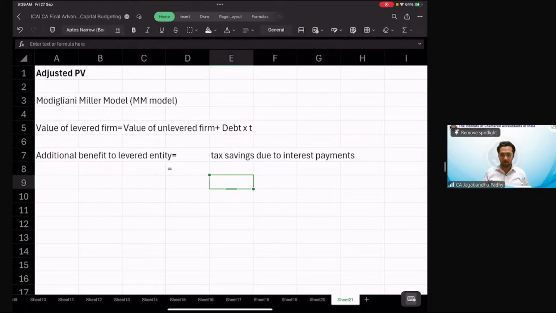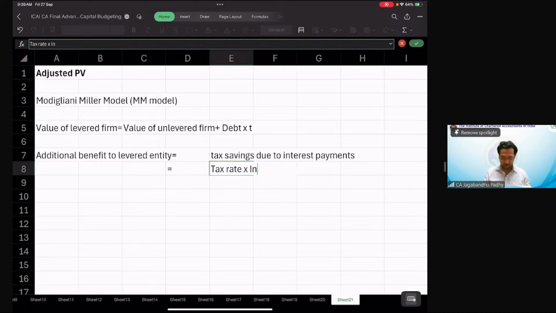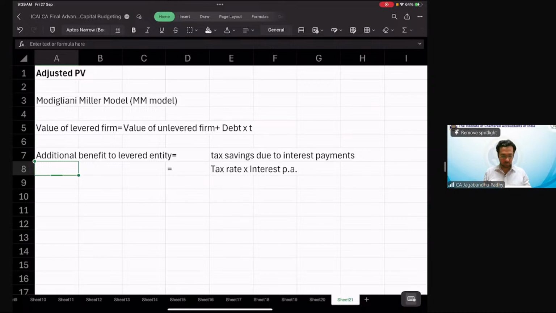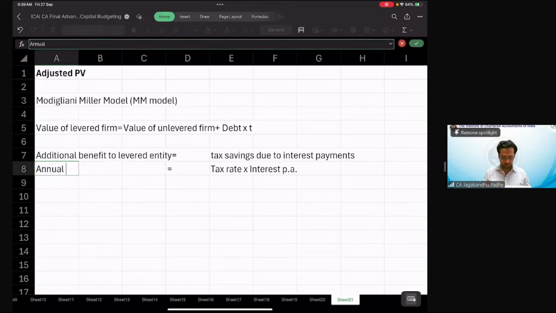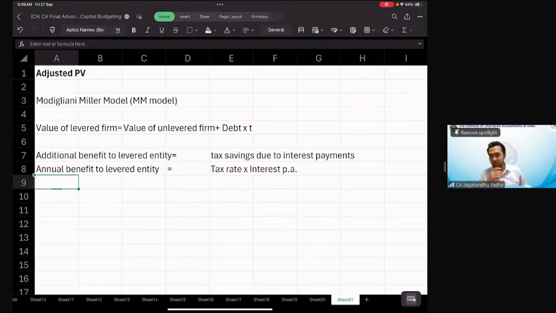Now, what will be the tax savings on interest payment? Can I say it will be tax rate multiplied by interest per annum, right? So annual benefit to levered entity is tax rate into interest per annum, correct? Am I right? Annual benefit to a levered entity is tax rate into interest per annum.